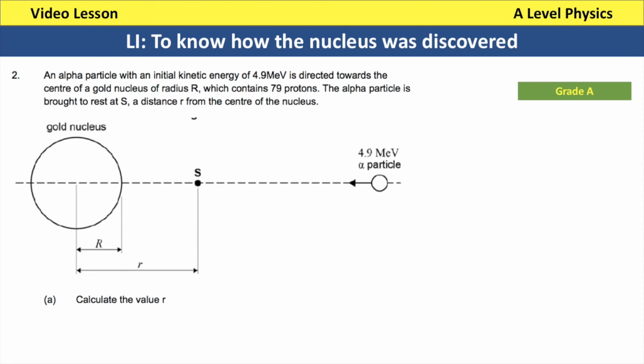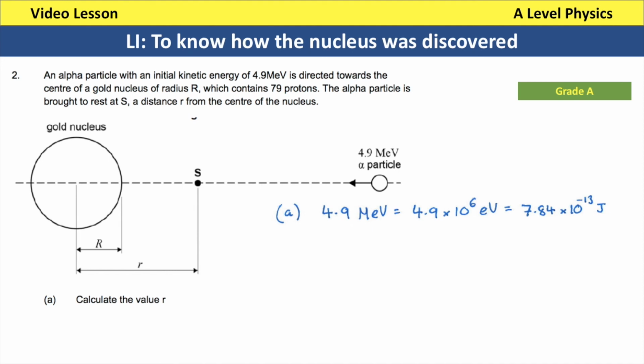First thing I'm going to do though is put that energy value into joules. So 4.9 mega-electron volts could be written as 4.9 times 10 to the 6 electron volts, and then I would multiply that by 1.6 times 10 to the minus 19, which is the charge of an electron, to get the energy in joules to be 7.84 times 10 to the minus 13 joules.